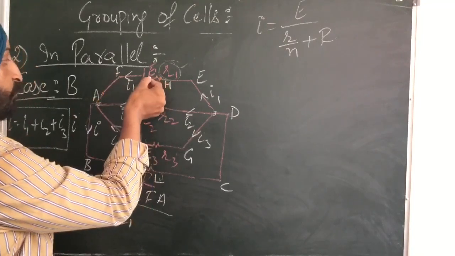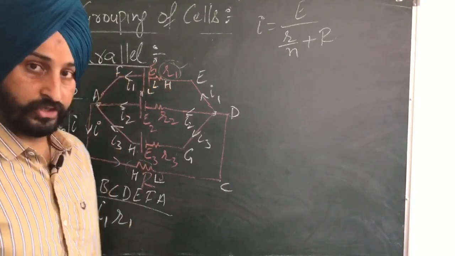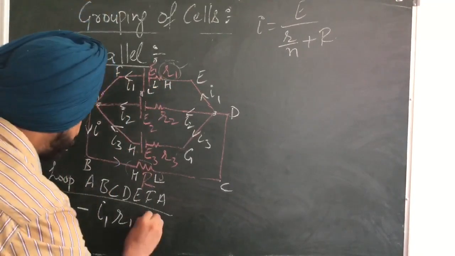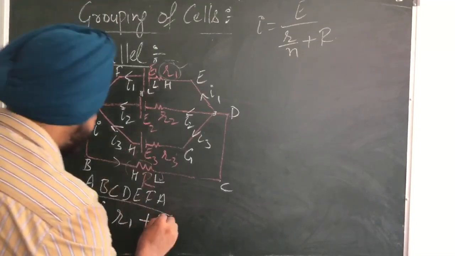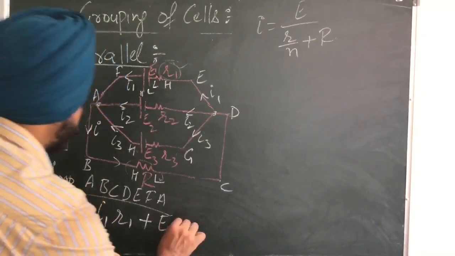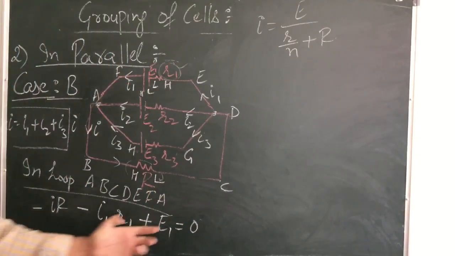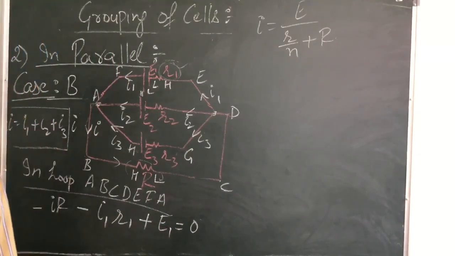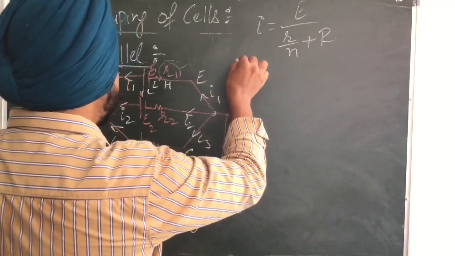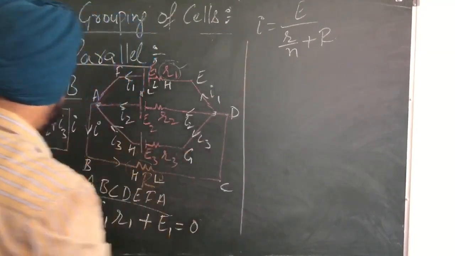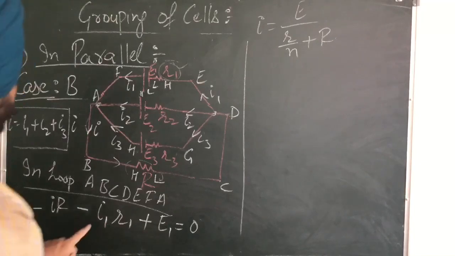So I am basically moving from low potential to high potential of battery. So I will be putting positive sign over here, and EMF of this cell is E1. So this entire value is equal to 0. So this is the equation that we are going to get from Kirchhoff's law. From this equation, what I am going to do is I will be calculating the value of I1.